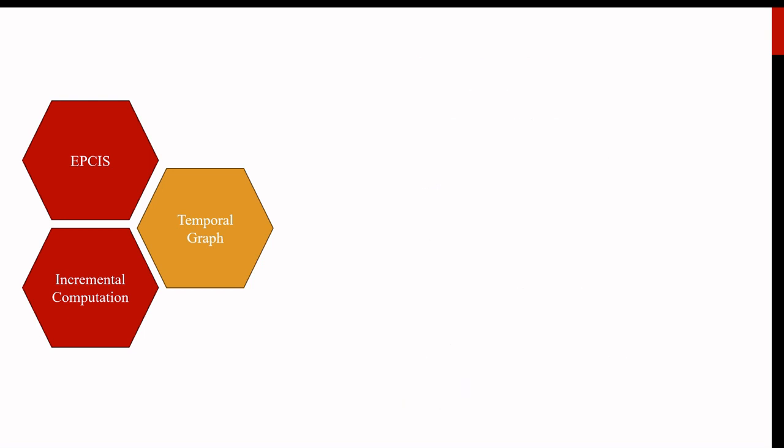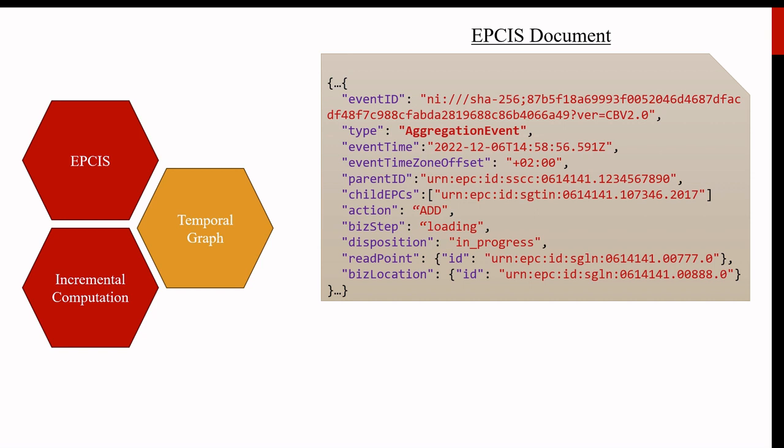As an example, this EPCIS document containing an aggregation event is converted to the following temporal graph elements.